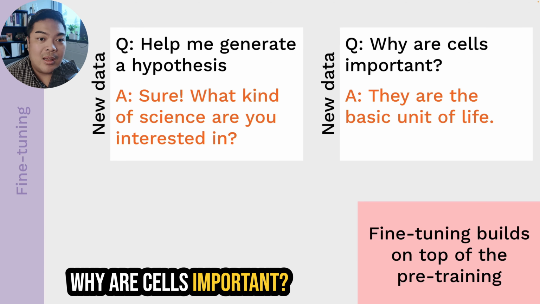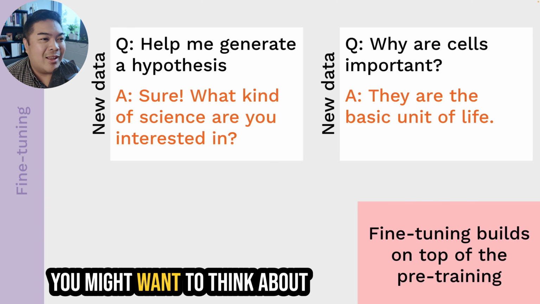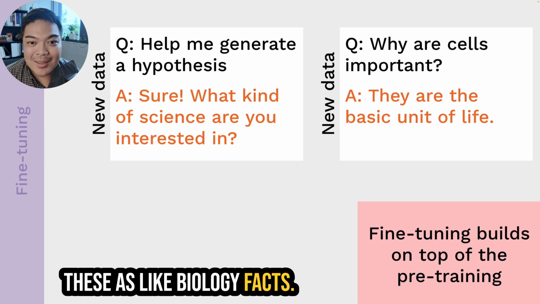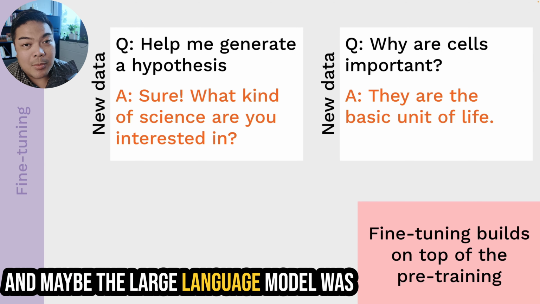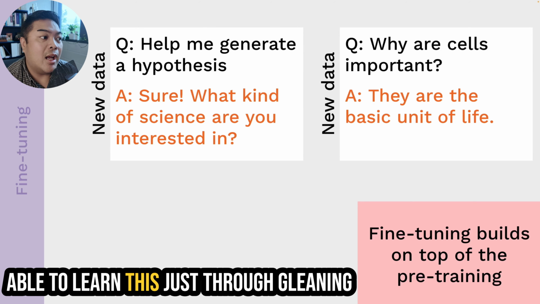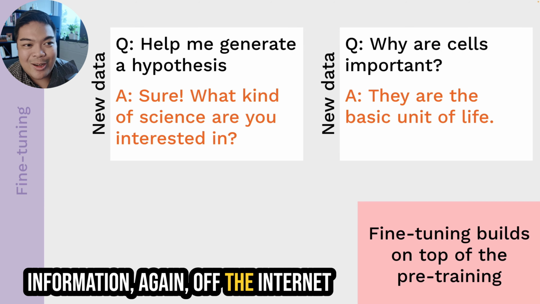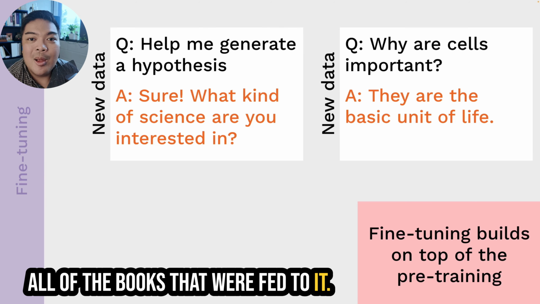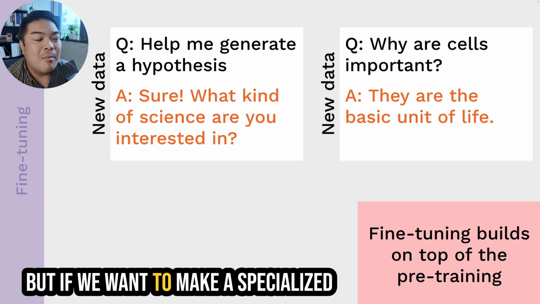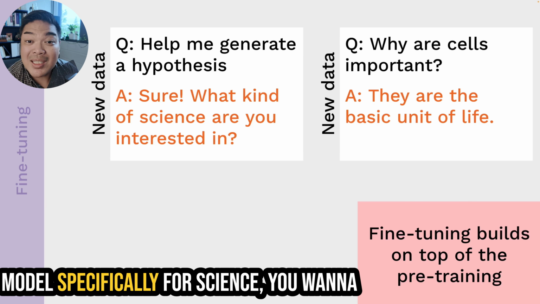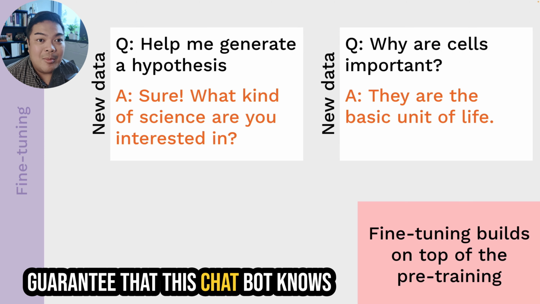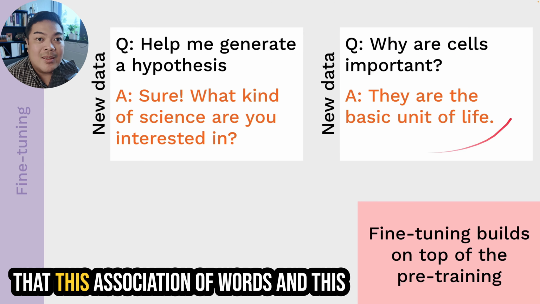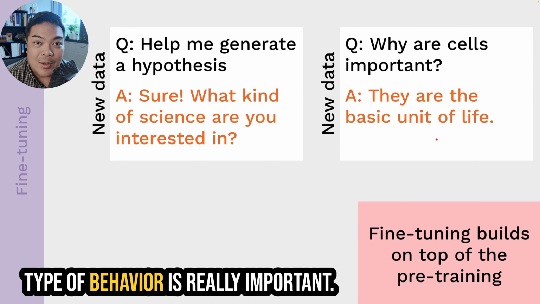Why are cells important? They are the basic units of life. You might want to think about these as biology facts. And maybe the large language model was able to learn this just through gleaning information, again, off the internet, through Wikipedia, and through all of the books that were fed to it. But if we want to make a specialized model specifically for science, you want to guarantee that this chatbot knows that this association of words and this type of behavior is really important.